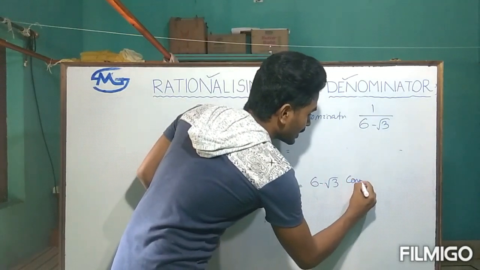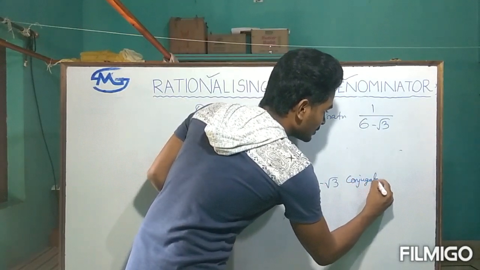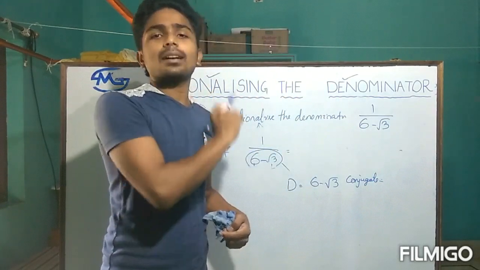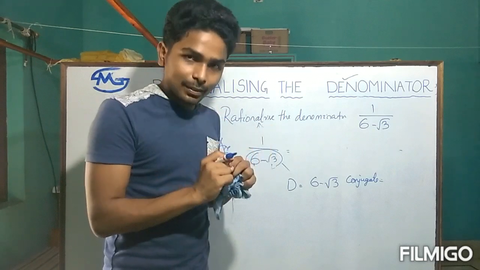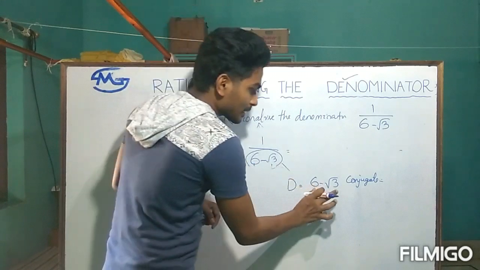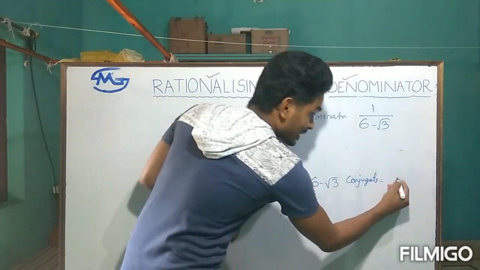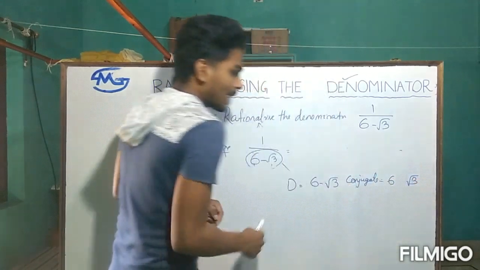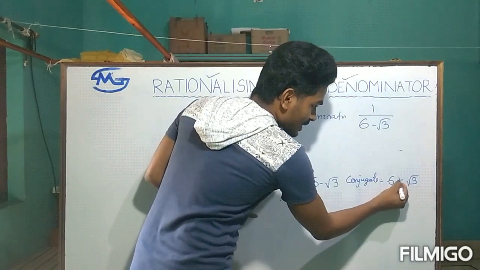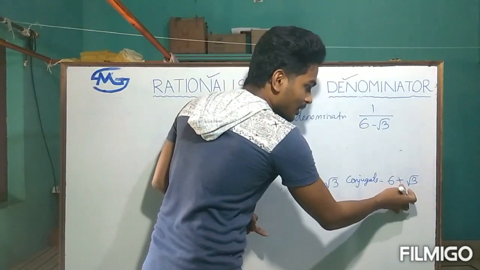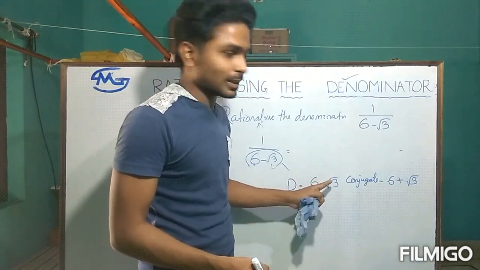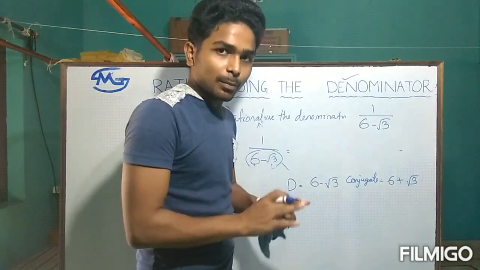The conjugate. Okay. As we know, what is a conjugate? A conjugate is formed by only changing the sign between any two terms. Here the two terms are 6 and root 3, and the sign is minus. We have to change that sign only. So let us change. If it is minus, then the conjugate will contain plus. So what is the conjugate of 6 minus root 3? The conjugate of 6 minus root 3 is 6 plus root 3. Till here we have done.